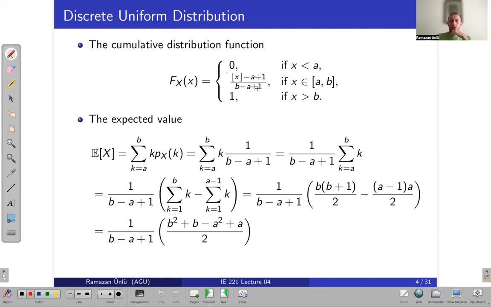So what if X is in this range? The F of X will be floor of X minus A plus 1, divided by B minus A plus 1. So what is the meaning of this? I will explain this operation later, but do you remember the CDF? It will start from something here, and it will round this, and it will round this. So yeah.